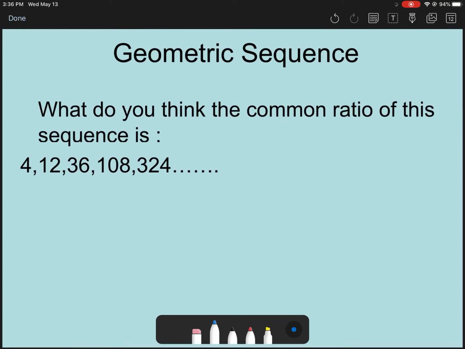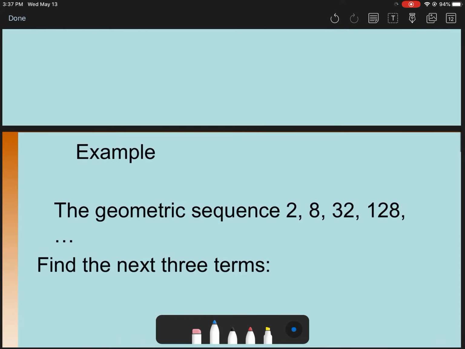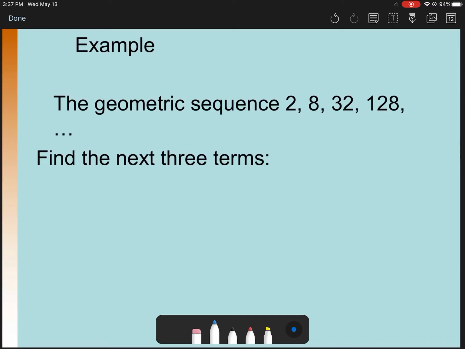Let's take a look at another sequence and find the common ratio. So what do you think it is here? Let's start by taking the first two numbers, 4 and 12. 4 times 3 is 12. 12 times 3 is 36. 36 times 3 is 108. 108 times 3 is 324. And that's your common ratio. Okay, so now let's take a look here.